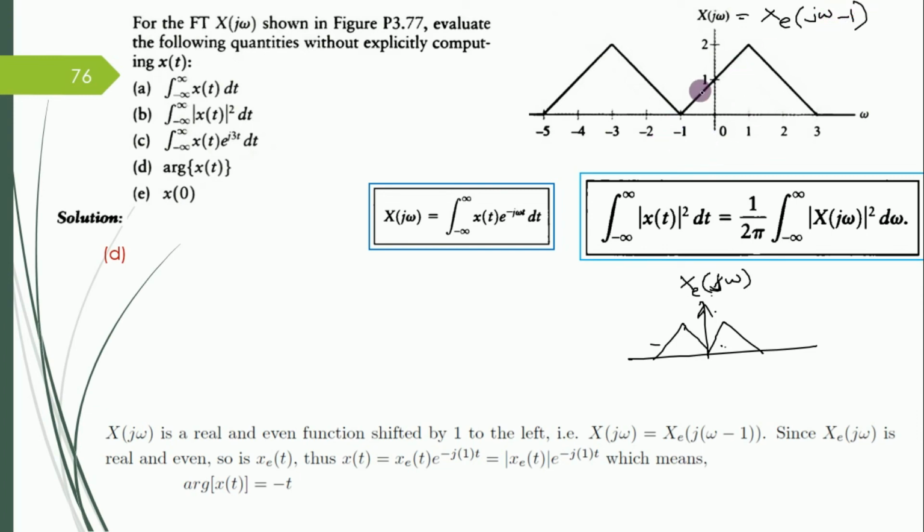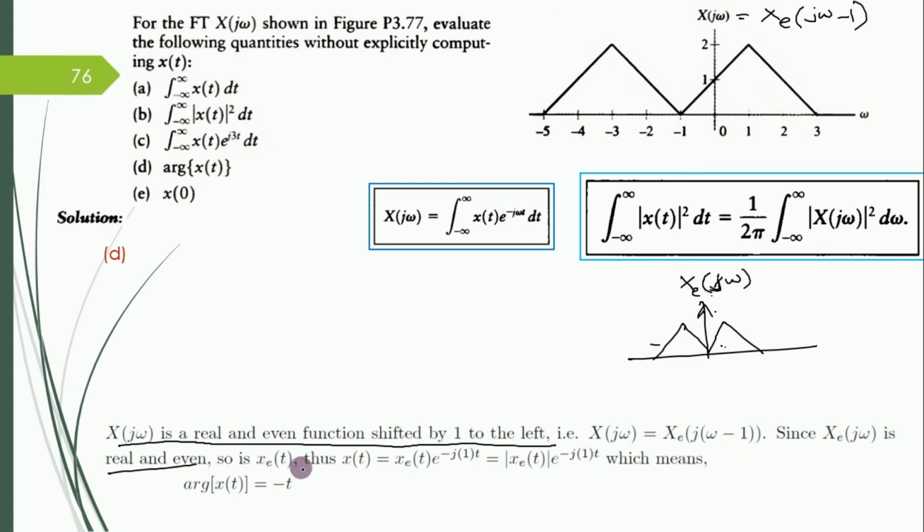So what do I get? I get it in this fashion. Frequency shift, that's why it is a frequency shift. So I get it in this manner, e of j omega minus 1. So Xe of j omega is real and even. Capital X of j omega is a real and even function shifted by 1 to the left. That is what is shown here.